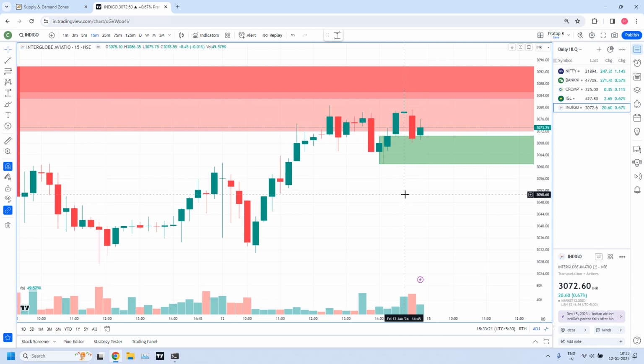But for us, it is not an acceptable trade because RR is not good. At least 1 is to 2.5 is preferable, but 1 is to 2 or even a little less than 1 is to 2, it may not be a good trade. So that means we didn't have any executed trade today as per our yesterday's high liquidity zones.